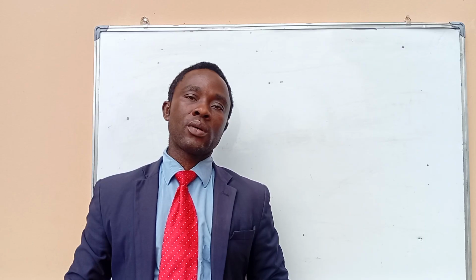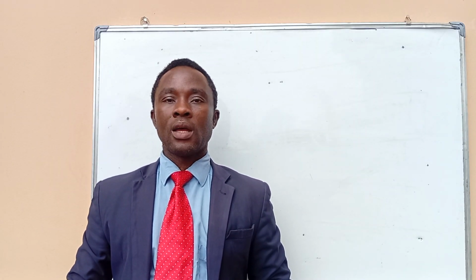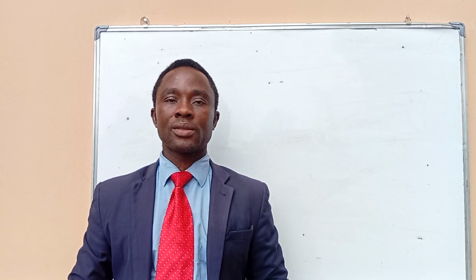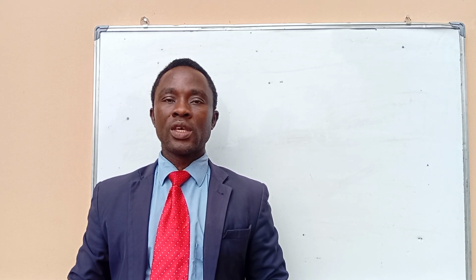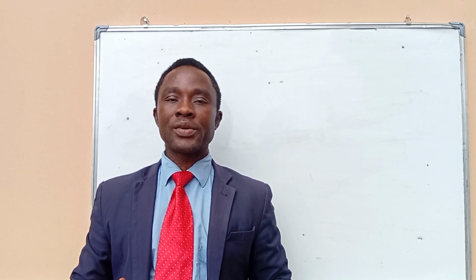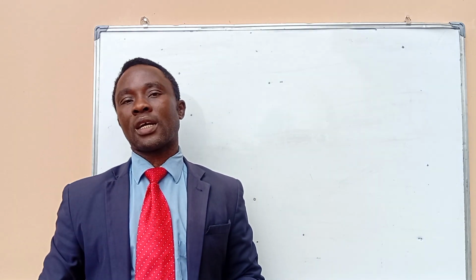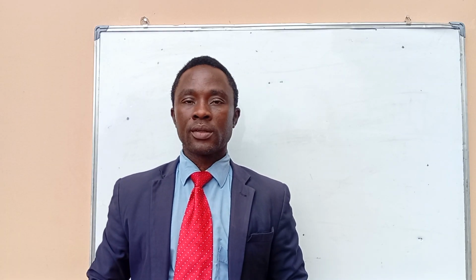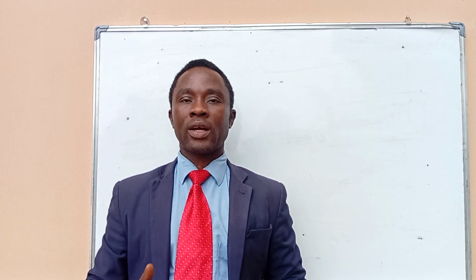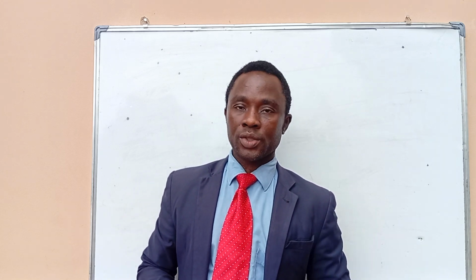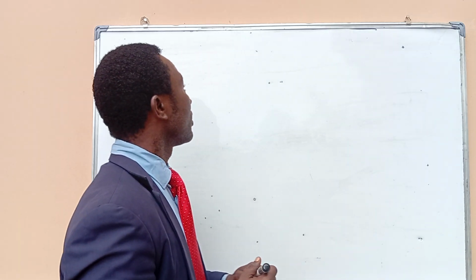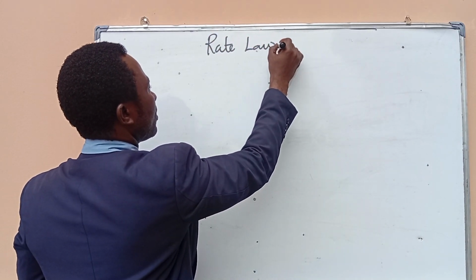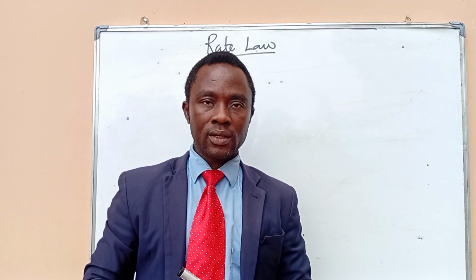In my previous class, I taught chemical kinetics. I explained what is meant by the rate of chemical reaction. Equally, I also gave you the theories that explain the rate of chemical reaction, such as collision theory, Arrhenius theory, and transition state theory. I went further to give you the factors that affect the rate of chemical reaction. In my class today, I'll be taking you on rate law.